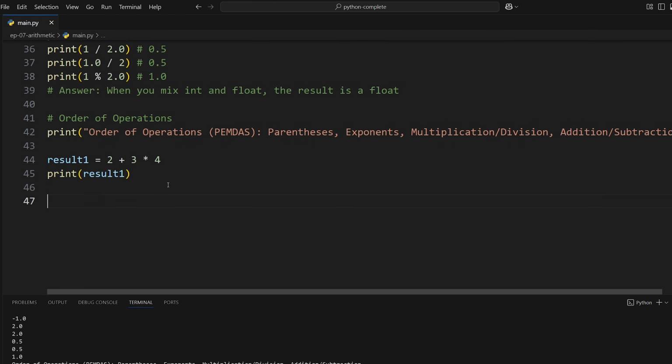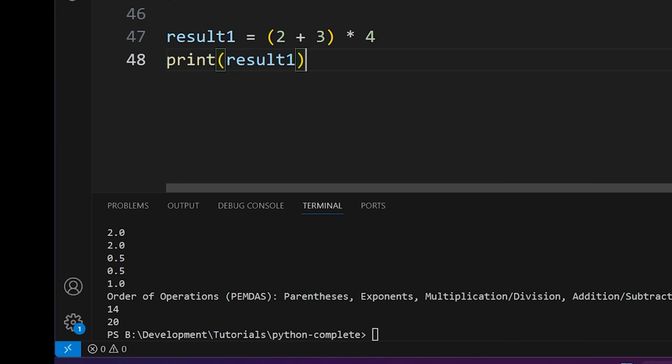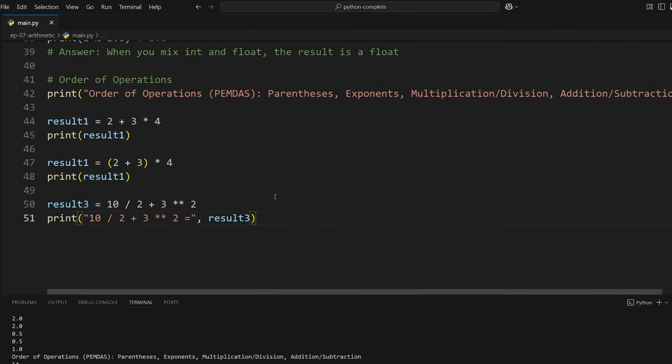However, if you take this and you add parentheses, so let's put parentheses around the 2 and the 3, this makes it so that operation is done first because parentheses has the highest precedence. So it's 2 plus 3, which is 5, times 4, which is 20. Let's run it. There we go, we get 20. Here's a more complex example. Just try doing the math in your head and seeing if you can figure it out.